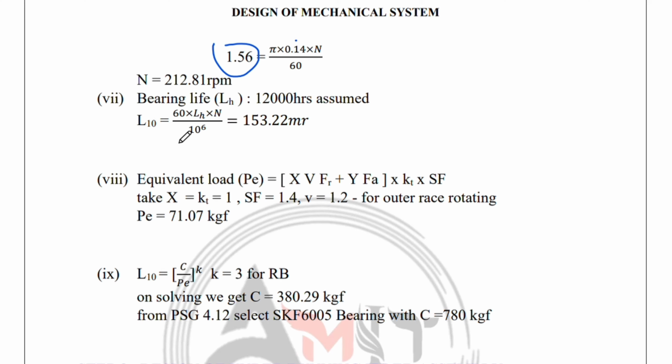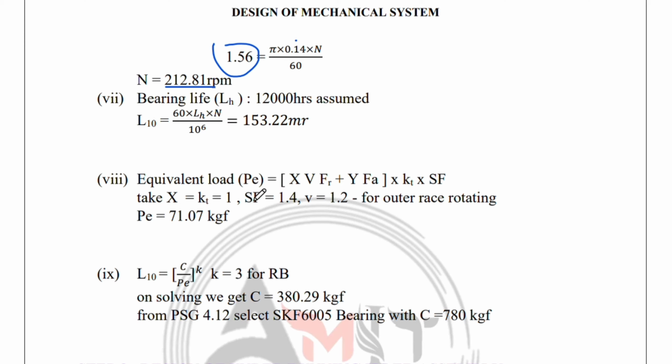Okay, bearing life, which is LH, so 12,000 hours we will assume. So L10 is equal to 60 into LH into N upon 10 raised to 6. LH will be bearing life, which is 12,000 we have assumed, and N we have found here, which is 212.81. Substitute all the values, get the value of bearing life, which will be L10, which will be 153.22 mr. Mr denotes million revolutions.